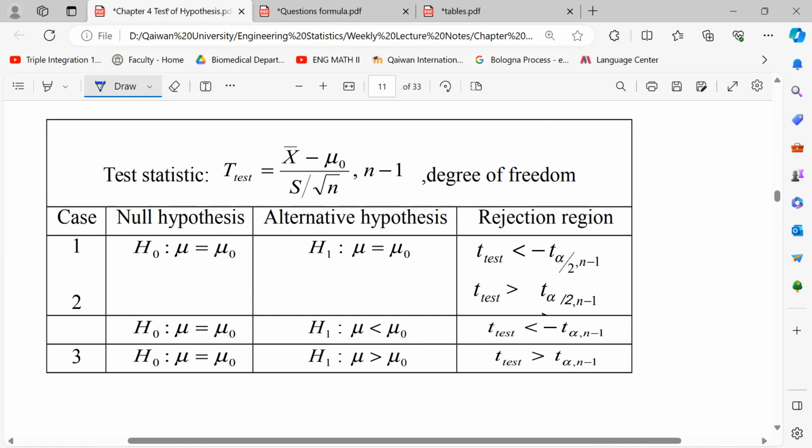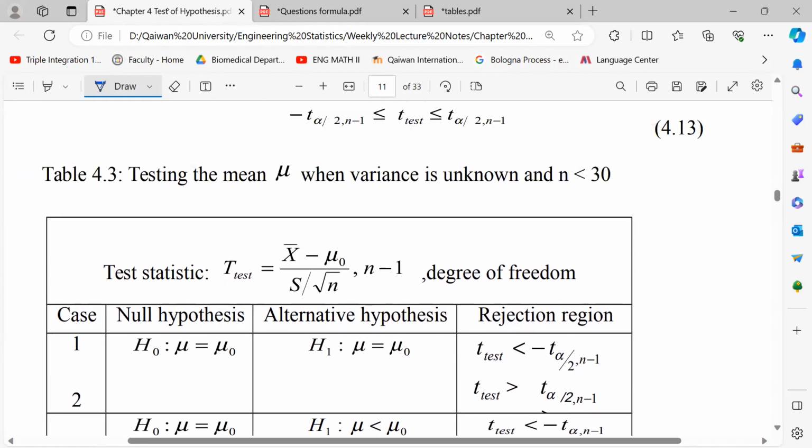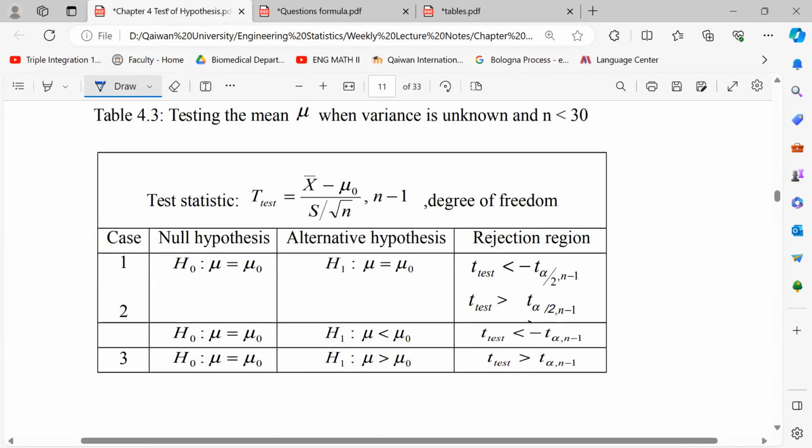Look, if the parameter of interest is the population mean, and the variance is not given, we need to use the t-test. We say the t-test is this one. Steps 1, 2, 3, 4 are all the same. But in step 4, we used Z of alpha over 2. Now we use T of alpha over 2 and n minus 1.